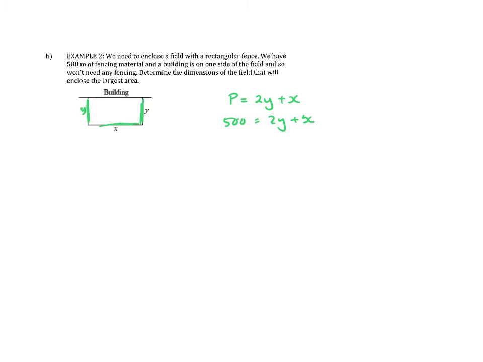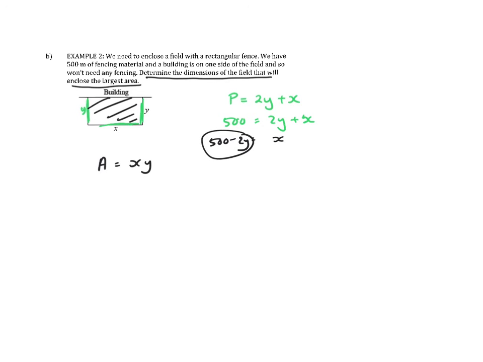Okay, next part, they ask you to determine the dimensions for which the field will enclose the largest area. So our optimized equation is all to do with area, okay? So the area of this field is going to be x times y, right? That's the full area. And as normal, we just need to find either x or y alone. So x is 500 minus 2y, we substitute that into that x there, right? Or if you got y alone, you substitute the x value back into that.